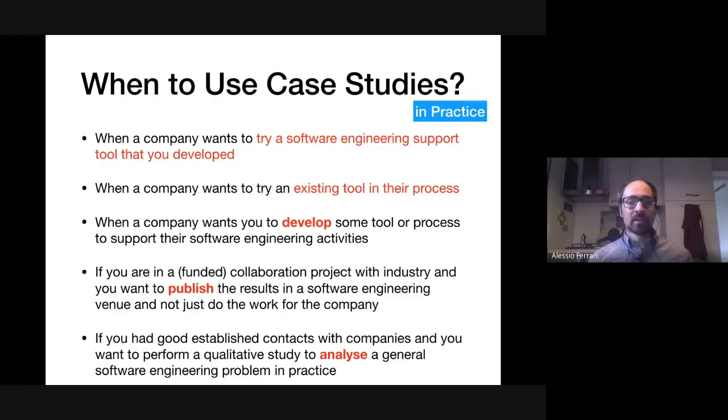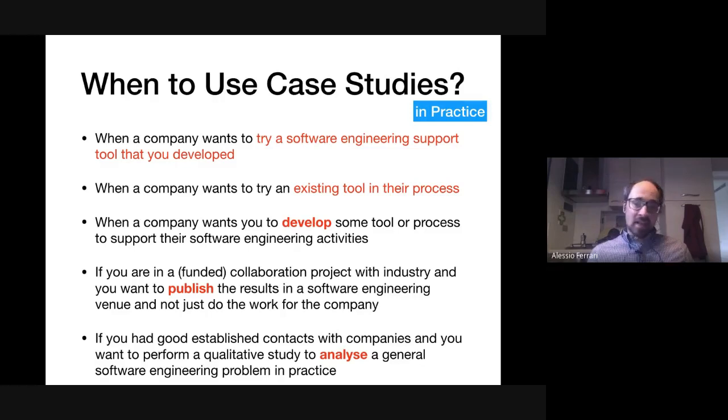Or when a company wants you to develop some tool or process to support their software engineering activities. So probably there is also something in between. You have developed a tool for software tracing or requirements analysis, and they want you to adapt and develop it more for the specific context of the company.